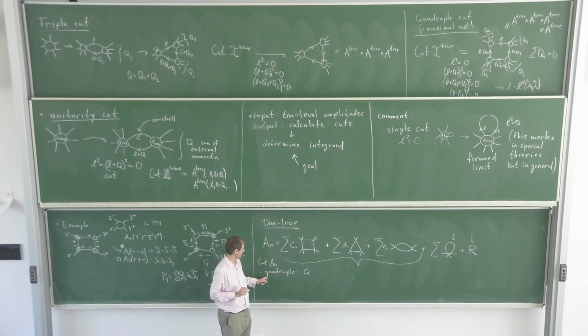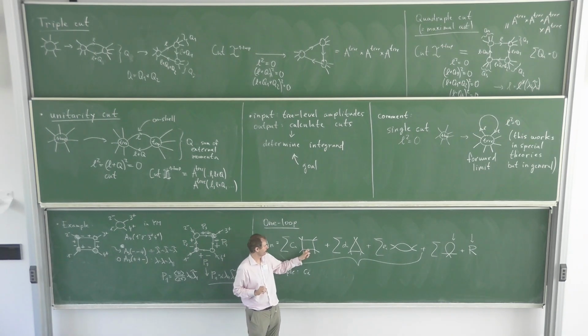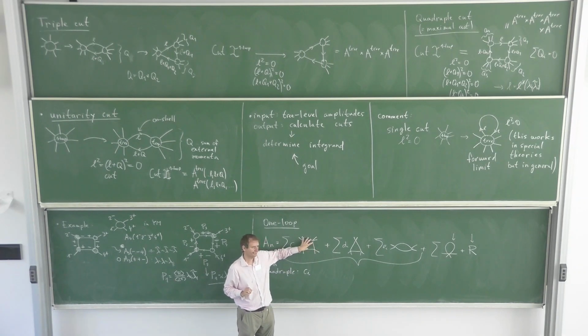On the left-hand side, it's a product of trees. On the right-hand side, you are just taking a residue of some scalar integral, and you calculate the coefficient. Now you do it for all boxes, for all quadruple cuts.